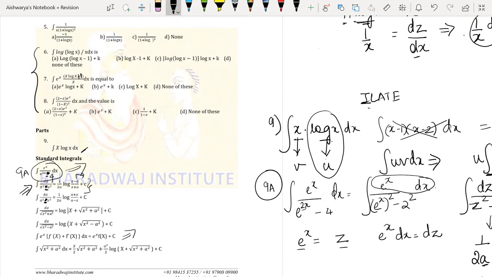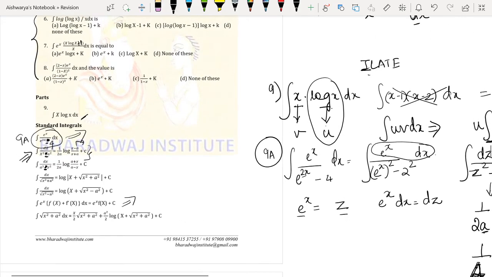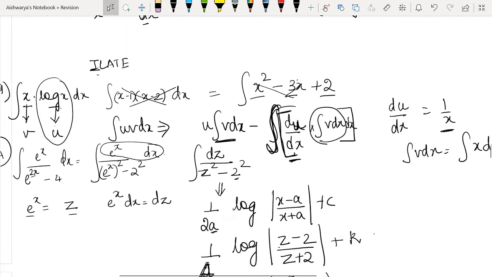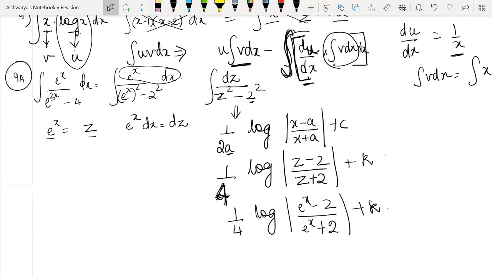Ma'am, can you repeat it again? Which part do you want me to repeat? After integral dz, after that, ma'am, 1 by 2a log. This is the formula for x square minus a square. Okay, ma'am. So substitute in that formula.